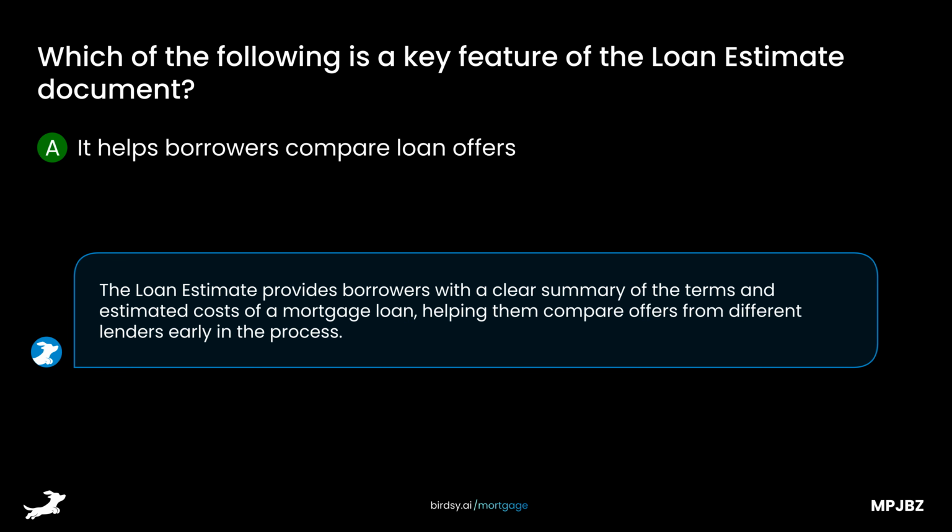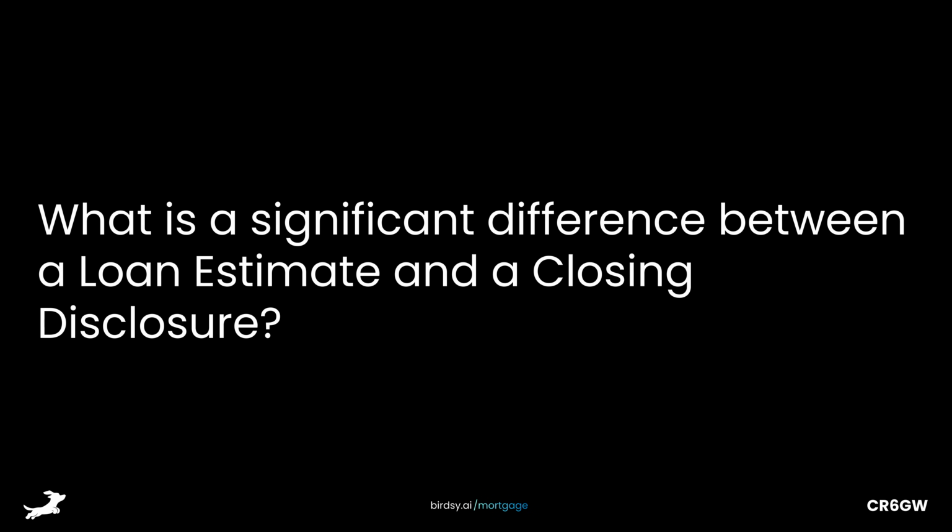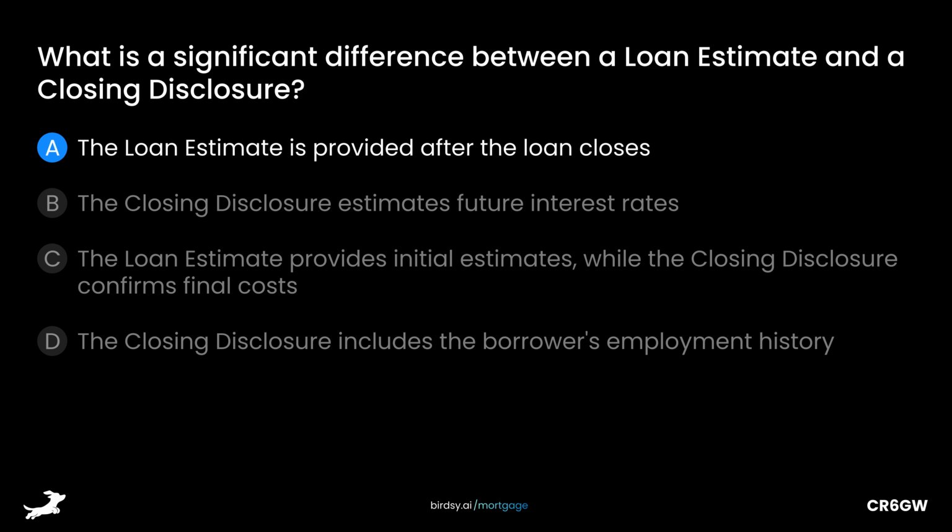The loan estimate provides borrowers with a clear summary of the terms and estimated costs of a mortgage loan, helping them compare offers from different lenders early in the process. What is a significant difference between a loan estimate and a closing disclosure? Is it A. The loan estimate is provided after the loan closes? B. The closing disclosure estimates future interest rates?